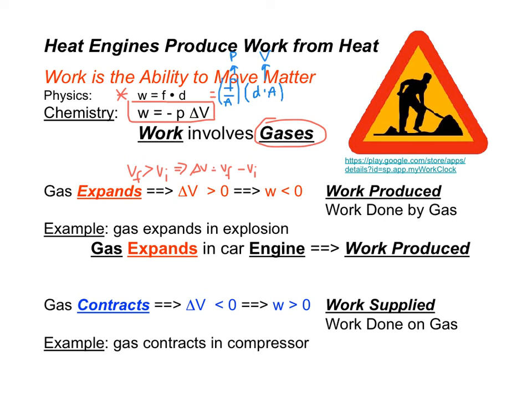On the other hand, when a gas contracts, V final is less than V initial, so delta V is less than 0. That makes work greater than 0. When work is positive, that means work is supplied. In other words, work is done on the gas by its surroundings.